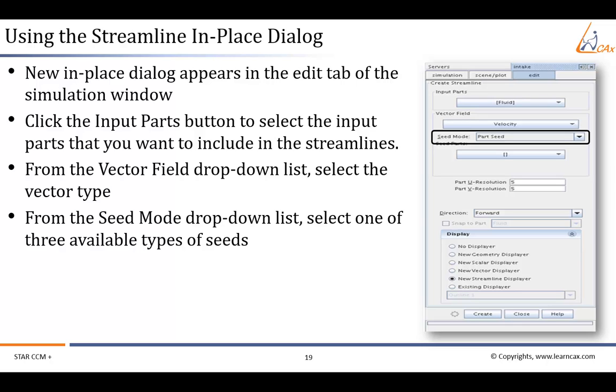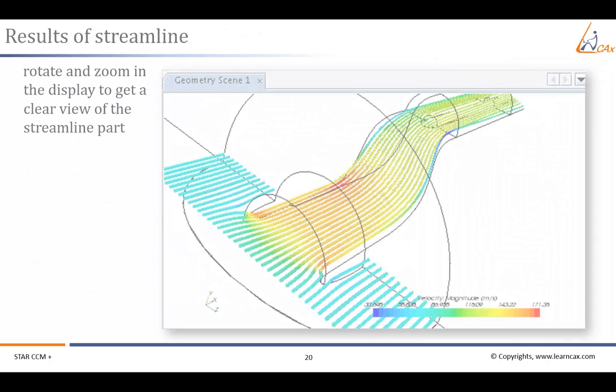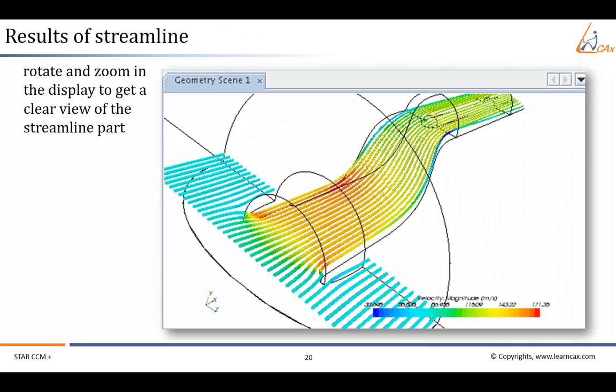Options that we have are A. Part seed, which is the default. B. Point seed. C. Line seed. Once we have finished the creation process, rotate and zoom in the display to get a clear view of the streamline part. An example is shown here.